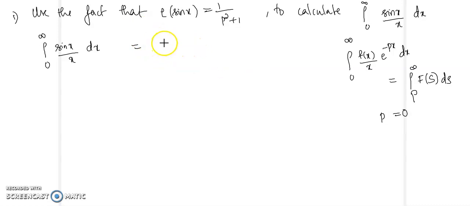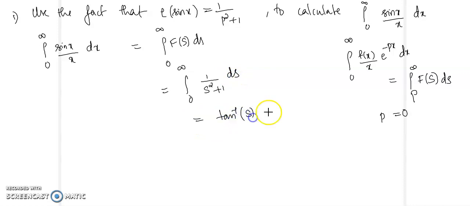So take p value equal to 0 here. So that will give the integral from 0 to infinity of F(s) ds. So that is the integral from 0 to infinity of 1 by s square plus 1 ds. So that will be tan inverse of s from 0 to infinity. Now tan inverse of infinity is pi by 2, tan inverse of 0 is 0. So the required value of the integral will be pi by 2. So that is how we use the property.